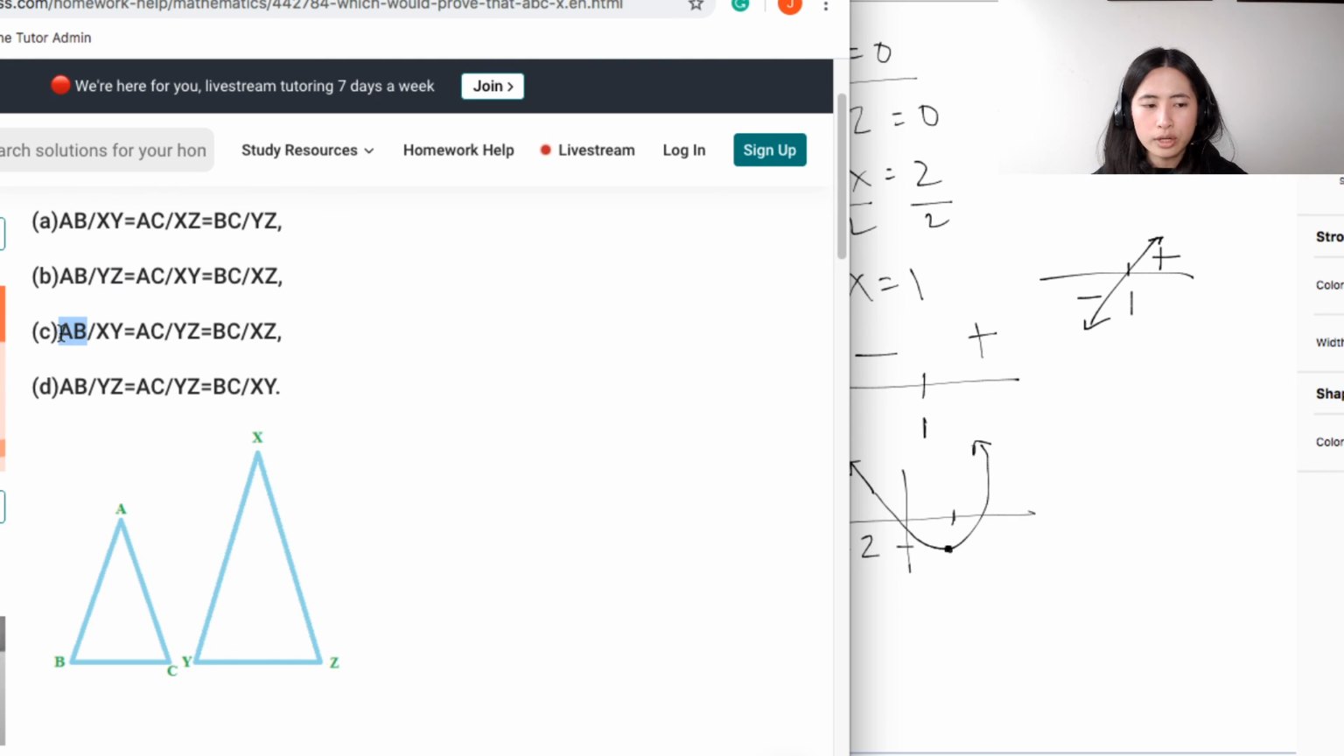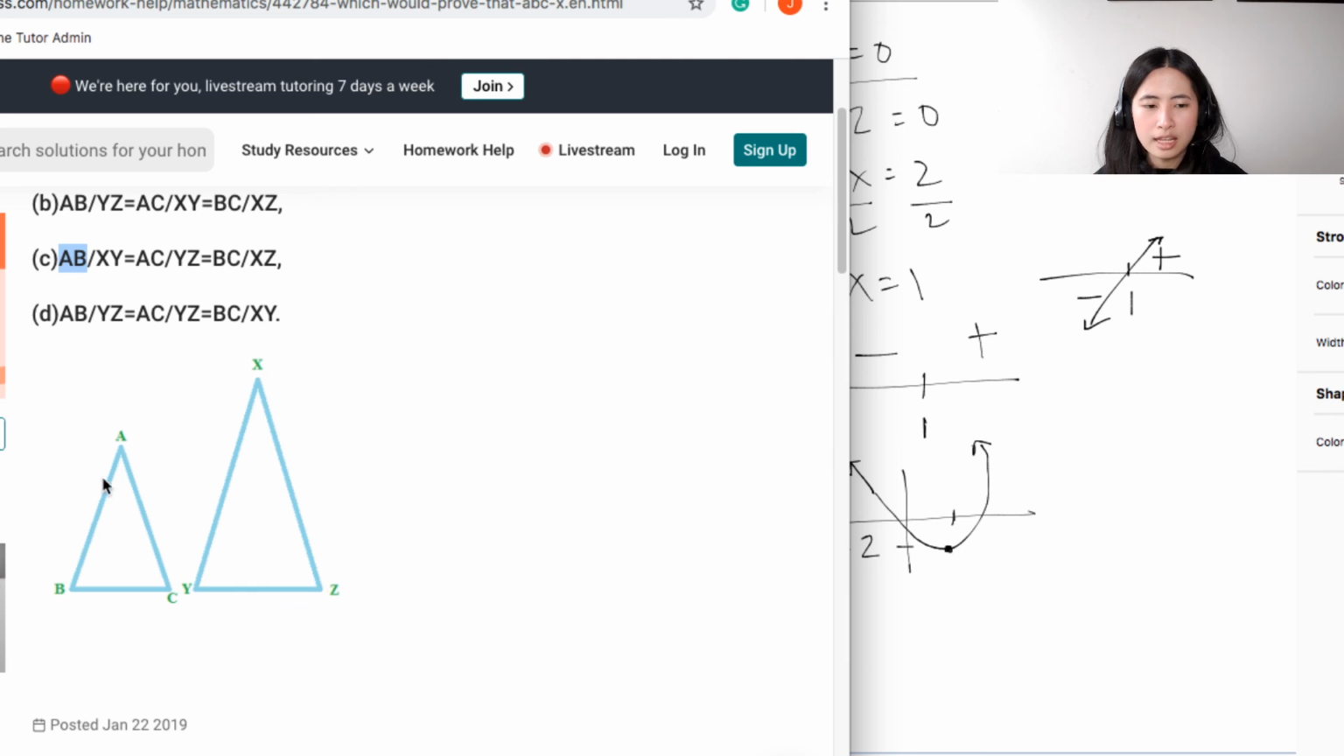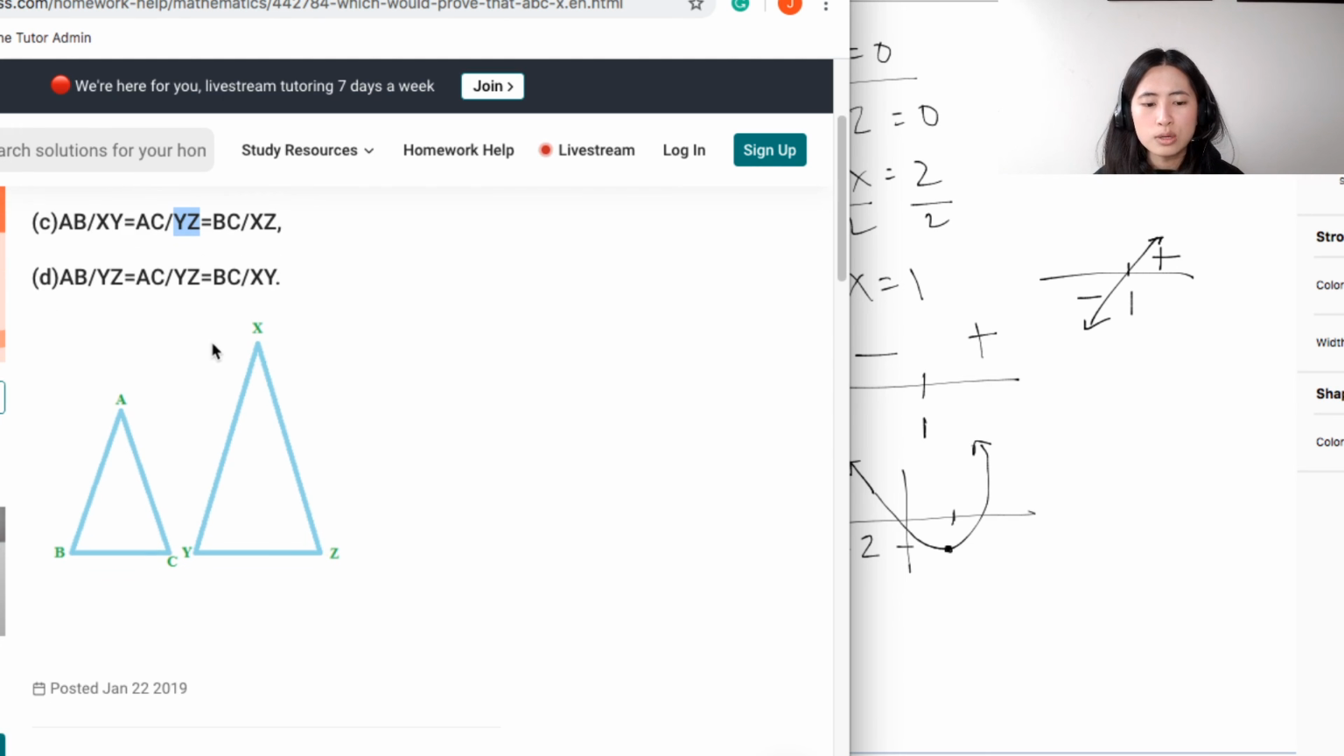And then if you take a look at C, you have AB and then you have XY. Okay, so this is right. And then you have AC, but they wrote YZ, right? So it's not supposed to be YZ, because when you have AC, that should correspond to XZ, right? And when you have BC, that should correspond to YZ and not XZ.